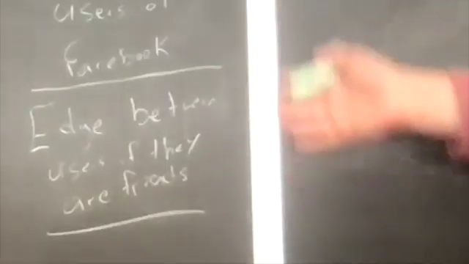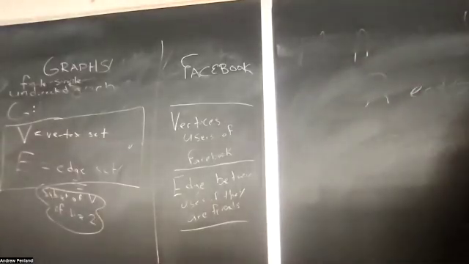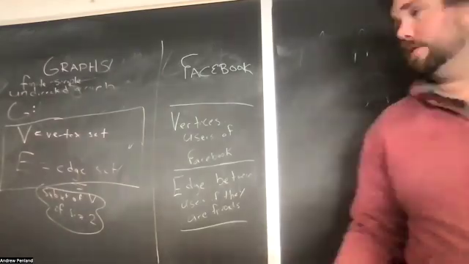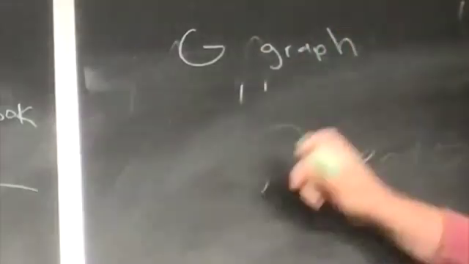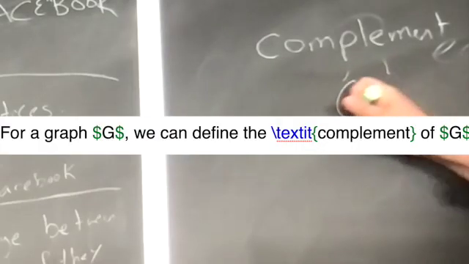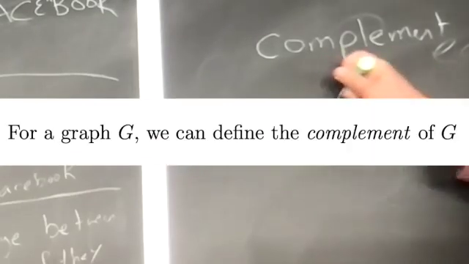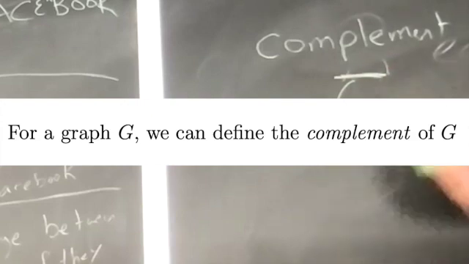But if you have a graph that shows sort of compatibility or relationship, you can also use it to look at the opposite relationship. If we have a graph G, there's something called the complement of G. There are different notations; I like to put a bar over it. Some people use different notation.